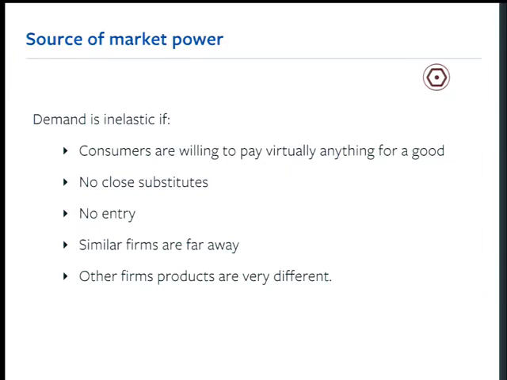Demand is inelastic if there are no close substitutes, right? While you are willing to pay virtually anything for a good, if there's a close substitute for insulin, which is not quite as good but almost as good, and you could switch to the other thing, the producing firm's ability to charge whatever price at once goes down significantly. So if there are no close substitutes, also if there's no entry, right?